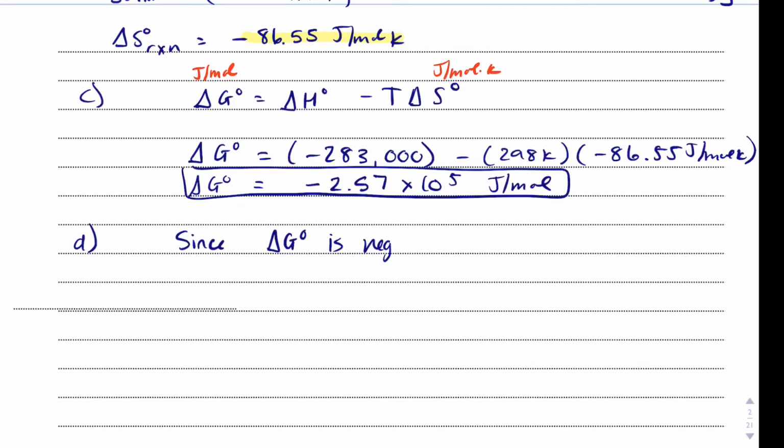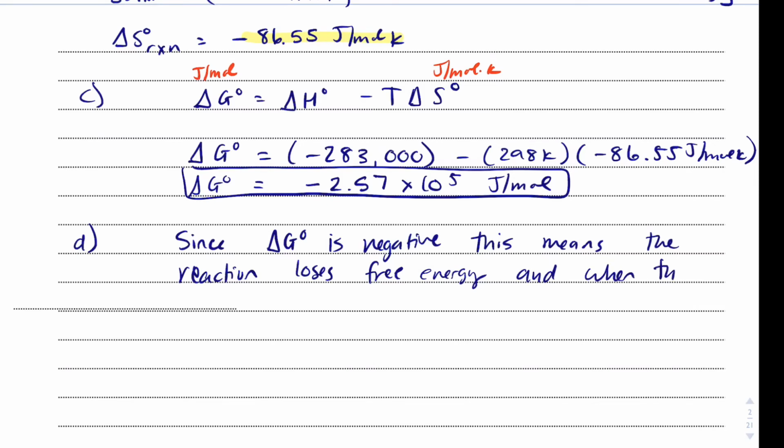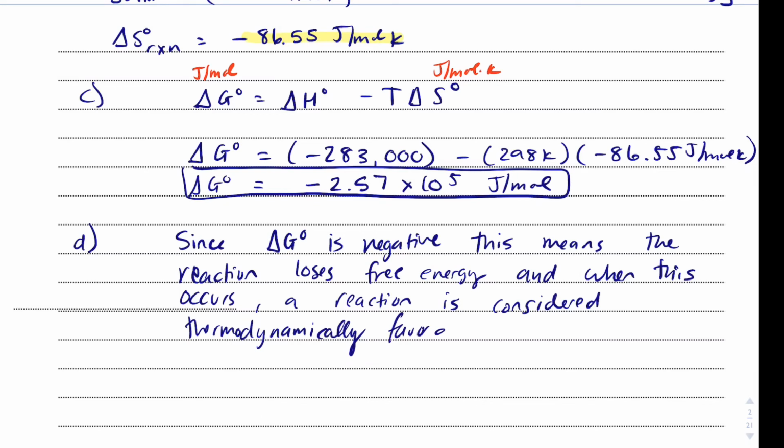Okay, so I would say since delta G is negative, this means the reaction loses free energy, and when this occurs, a reaction is considered thermodynamically favorable.